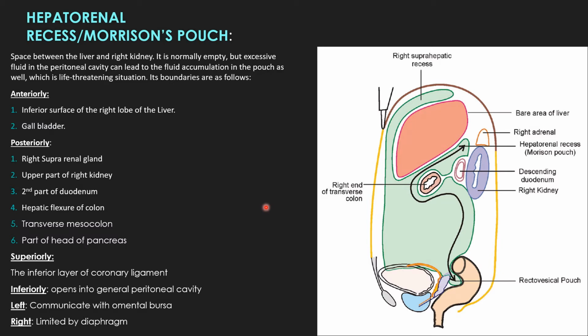So up till now, what we studied is the hepatorenal pouch. As the name indicates, it's a recess or potential space present between the right lobe of the liver and the kidney, which is normally empty, and it just opens when there is excessive peritoneal fluid or inflammatory fluid reaching this place from somewhere else. It has an anterior boundary, a posterior boundary, a superior limit, an inferior limit, and right and left margins that I will discuss with you in the next slide.